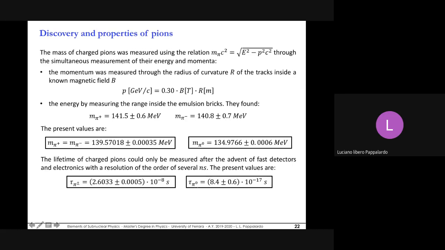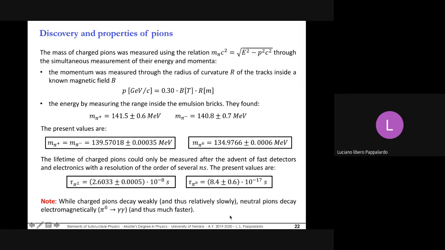Whereas if you look now at the pi zero, we get a decay time which is much, much, much shorter, okay, 9 orders of magnitude. And it is indeed typical of the range of electromagnetic interaction. So the pi zero decays electromagnetically into 2 photons, whereas, as we will see, the pi plus and pi minus can only decay weakly, okay, into muons plus neutrinos.